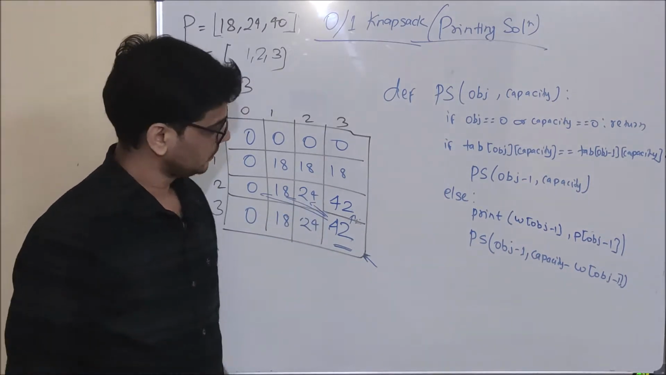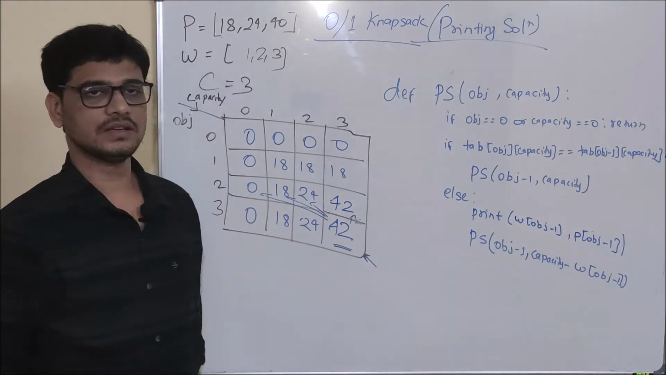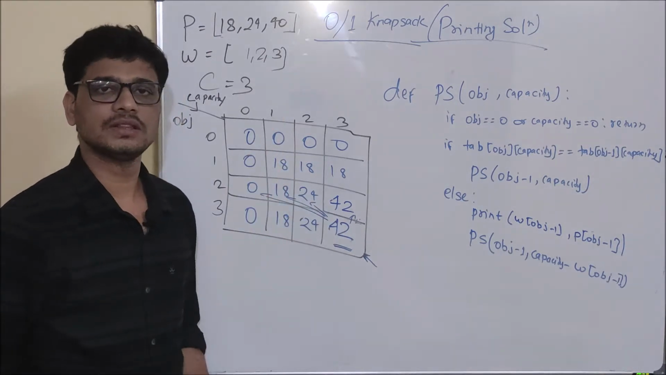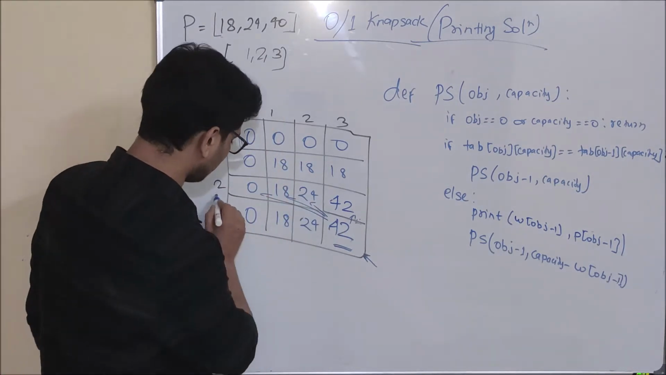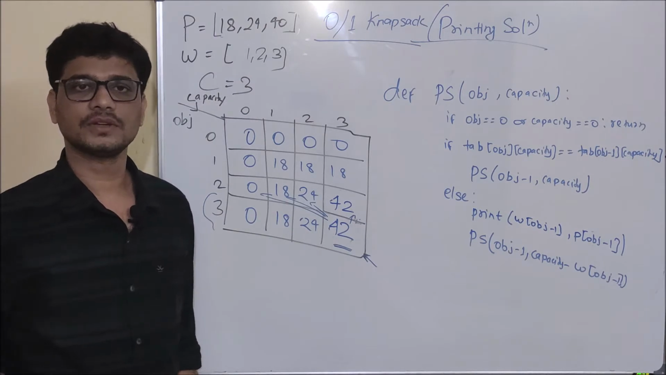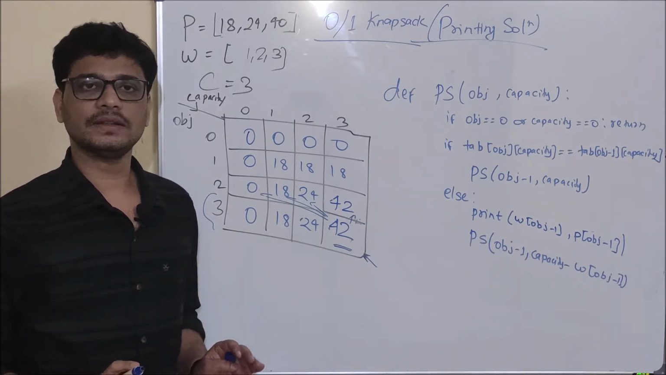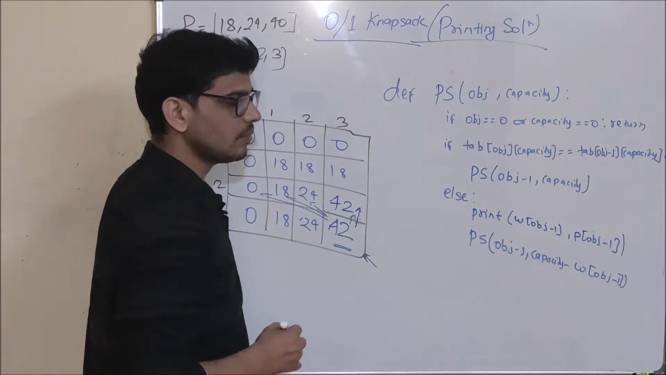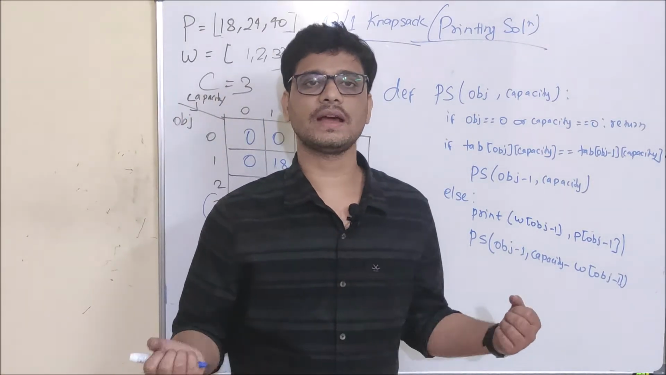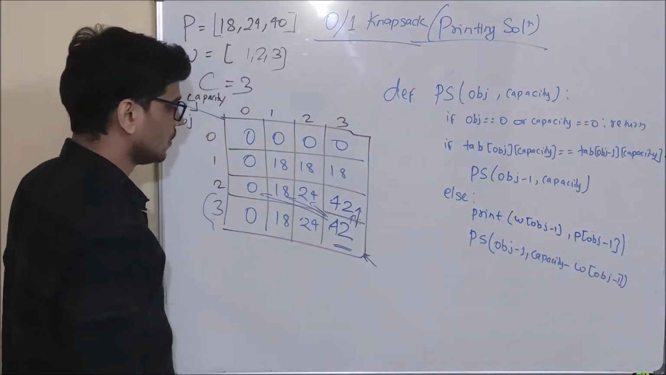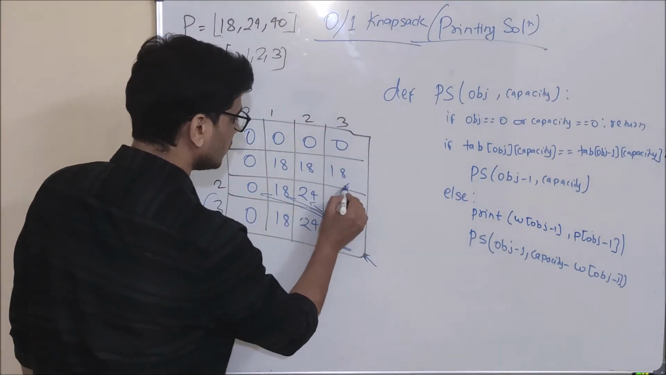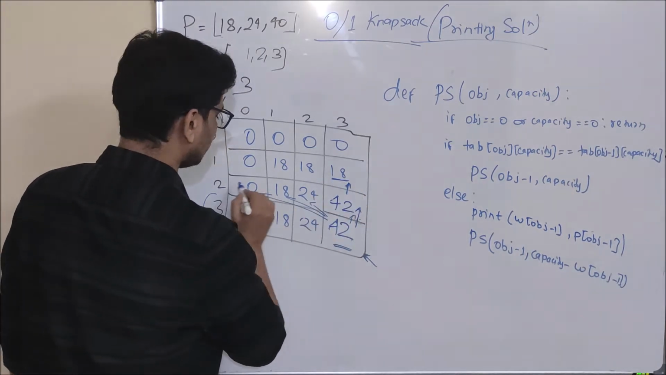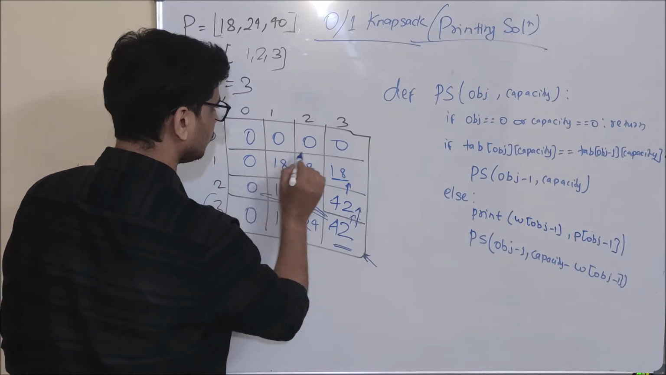So as you can see, this and this are equal. That is, tab of 2 3 is equal to tab of 3 3. That means I have not taken the third object. So if I have not taken the third object, then what I will do? I will go here, and from here I will try to see which object I have taken. So as you can see here, tab of 2 3 is not equal to tab of 1 3.